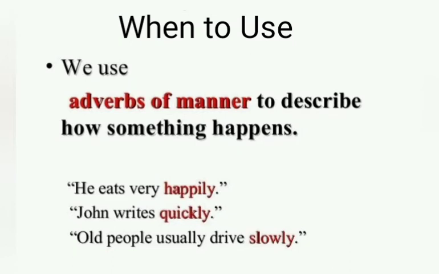Now let's see how to use adverbs of manner. Now we use adverbs of manner to describe how something happens. For example, he eats very happily. John writes quickly. Old people usually drive slowly. Again, I'm going to point out that all these words, happily, quickly, and slowly, they end in ly. Okay? So adverbs of manner are formed by adding ly to an adjective. Do you understand?